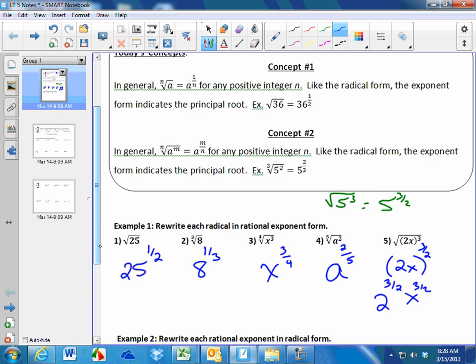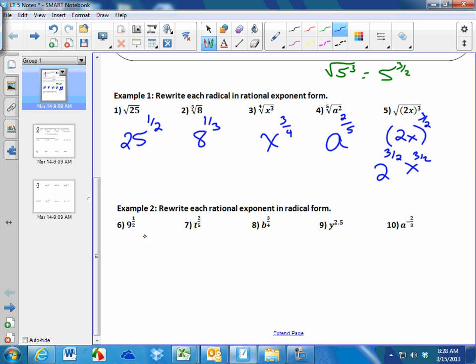Okay? Now, backwards. Here's an exponent. Write it as a radical. So Kendrick, number 6. Can you take that one? You got it. Square root of 9 to the 1, so square root of 9. Adam, number 7, can you take that?